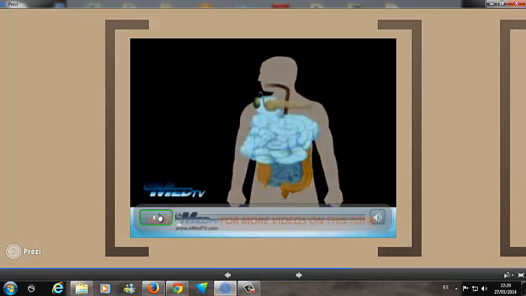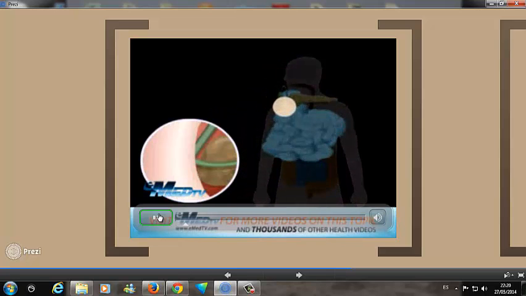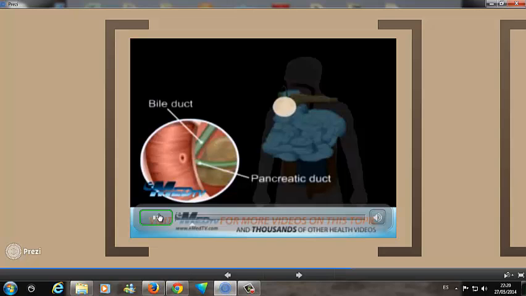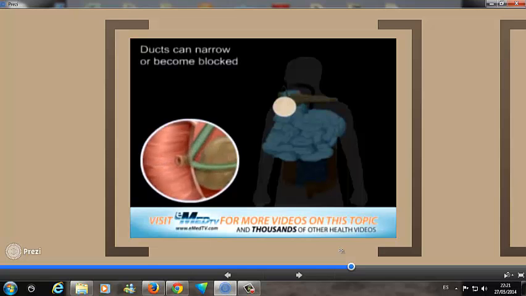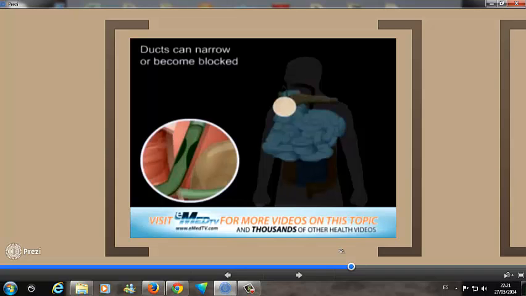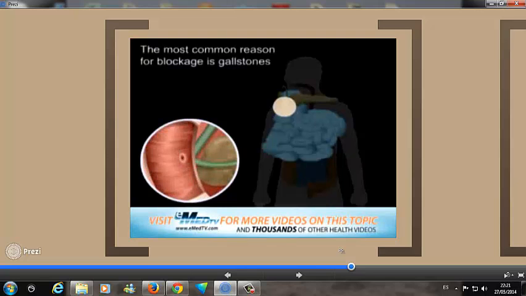Now that you have seen the normal anatomy, let's look at some problems that can occur. The pancreatic and bile ducts are hollow tubes that allow important fluids to travel from the pancreas, liver, and gallbladder into the small intestine. Sometimes ducts can narrow or become blocked. When this happens, these important fluids either get stuck in one of the ducts or only a small amount goes through. The most common reason for blockage is gallstones. However, abnormal growths, previous surgeries, inflammation, or infection can also cause a narrowing or blockage.